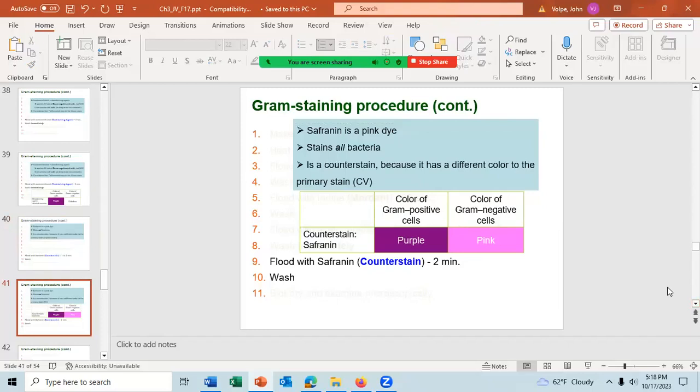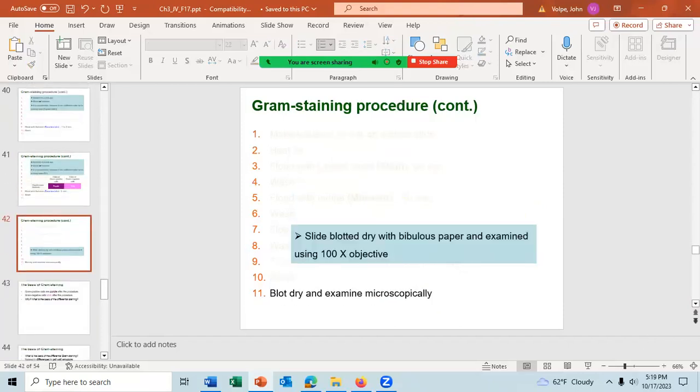All right, after applying the safranin, the gram-positive cells will be purple from the crystal violet iodine complex staying in the cells, and the gram-negative cells will be pink from the safranin. I already mentioned you wash that off with cold water gently. You then blot the slide with bibulous paper.